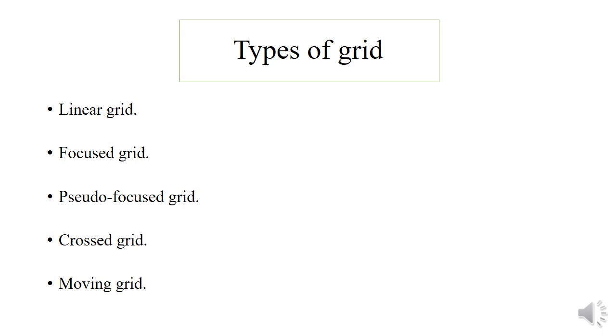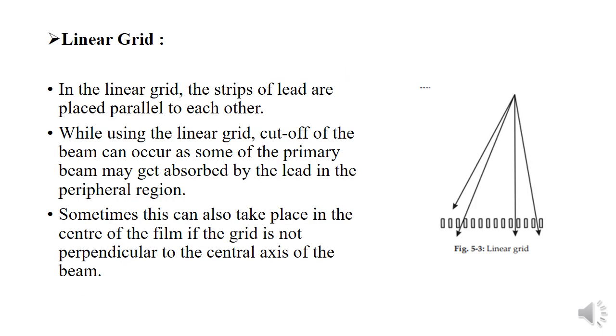Types of grids. There are 5 types of grid which are used according to their exposure: linear grid, focus grid, pseudo-focus grid, cross grid, and moving grid. Now firstly, what is a linear grid? In the linear grid, the strips of lead are placed parallel to each other.